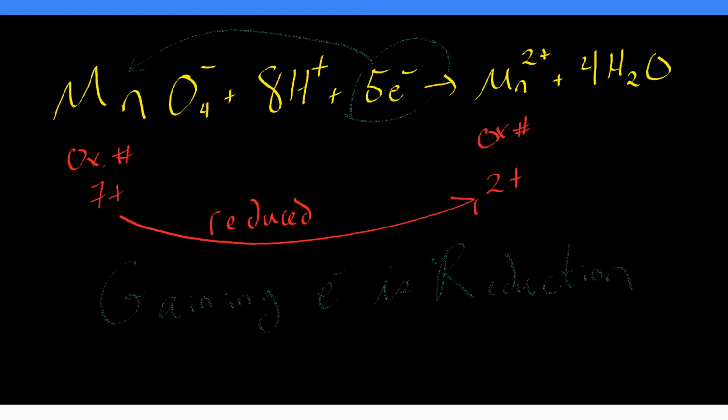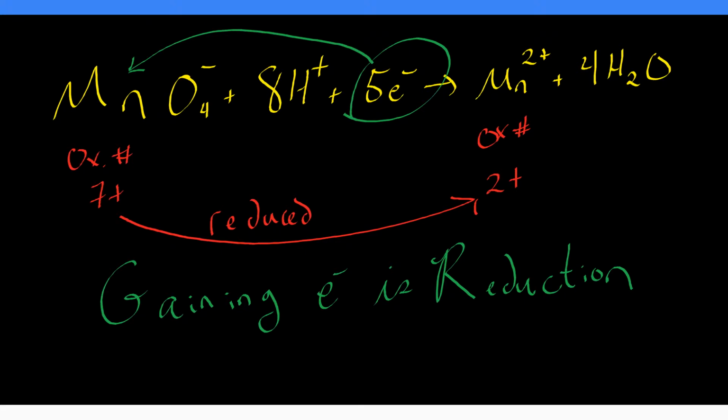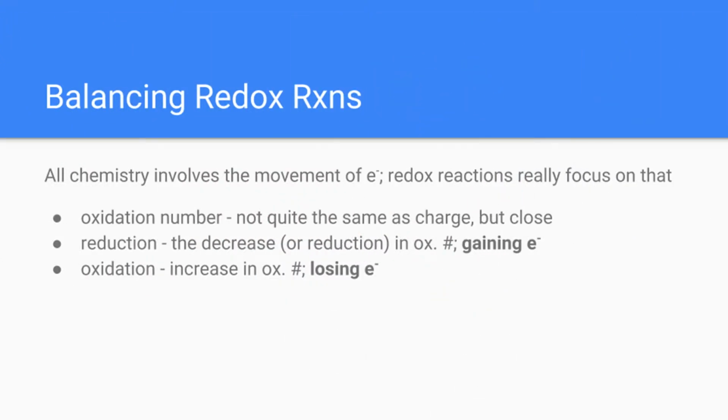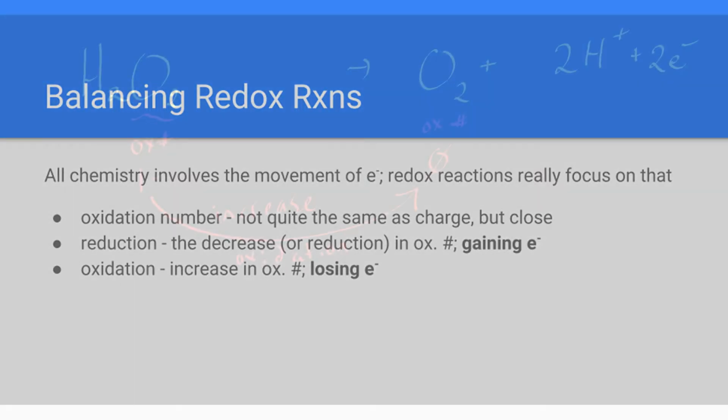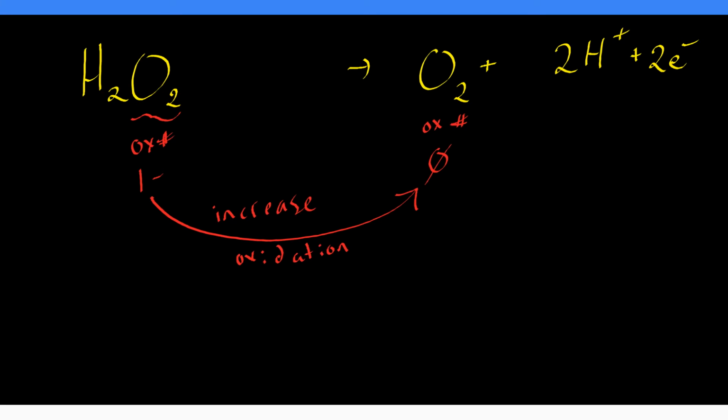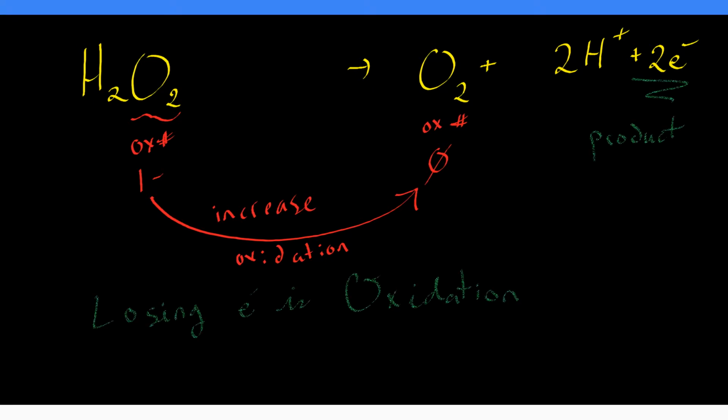So that can be confusing or annoying, because the reduction is the gain of a thing. Just remember that the reduction is happening to the number, and it's happening because it's gaining a negative charge. Oxidation is the opposite of reduction. It's an increase in oxidation number, the loss of electrons. And this is named for the fact that when things are oxidized, when they react with oxygen, they usually lose electrons to oxygen. Oxygen is reduced when that happens.